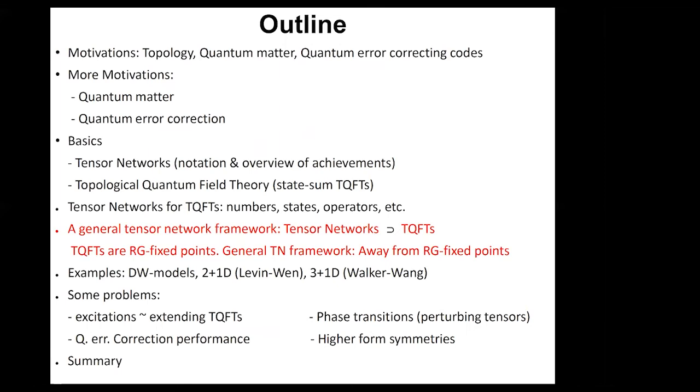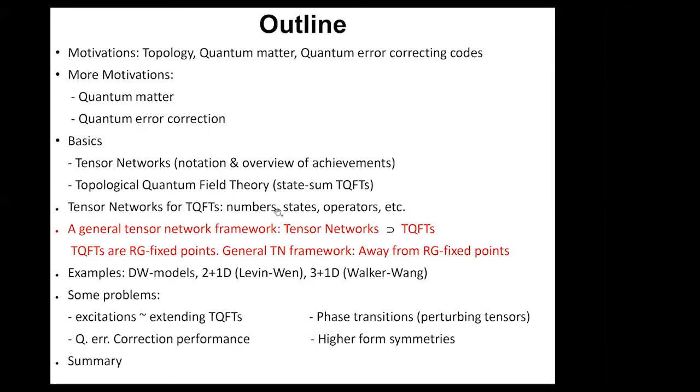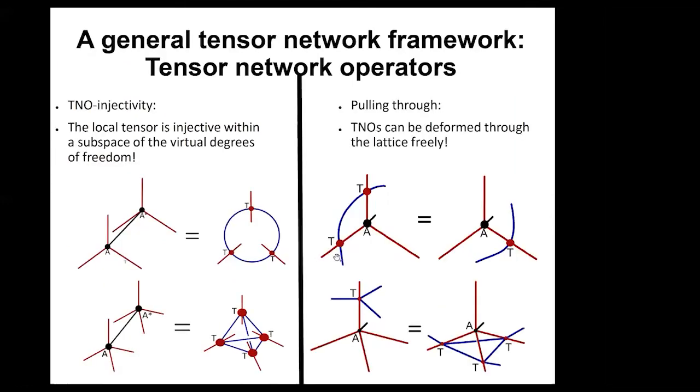Okay, I think I'm going to skip this part because I already exceeded my time by almost 9 minutes. But let me just give the idea that there is in principle a more general framework that studies topological order using tensor networks. And that is basically carrying everything to the virtual level. So we have these local tensors, and we try to come up with line operators or surface operators that are deformable through the tensor network, which we call pulling through.